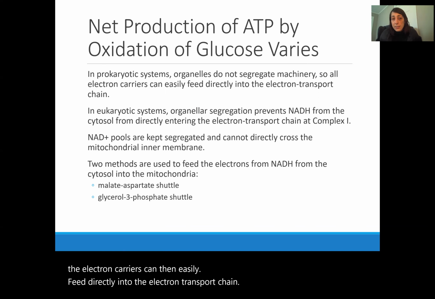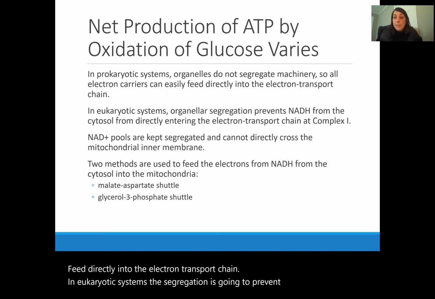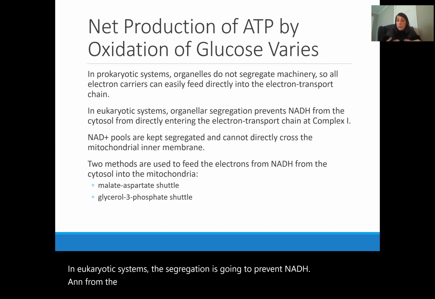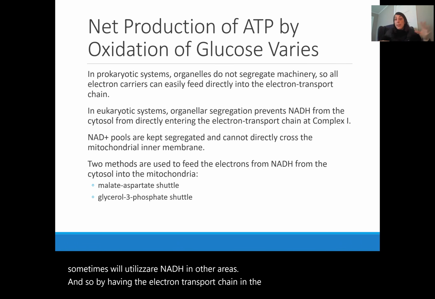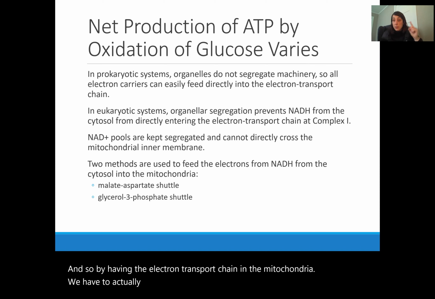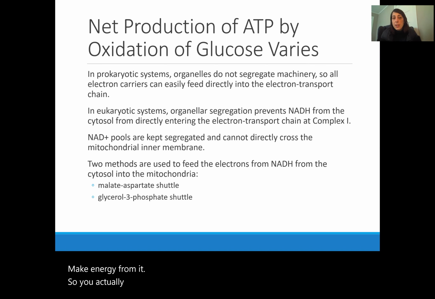In eukaryotic systems, the segregation is going to prevent NADH from the cytosol directly entering into the electron transport chain. So sometimes we'll utilize our NADH in other areas. And so by having the electron transport chain in the mitochondria, we have to actually move NADH there to then make energy from it. So you actually have segregated pools sometimes of NADH and NAD+.